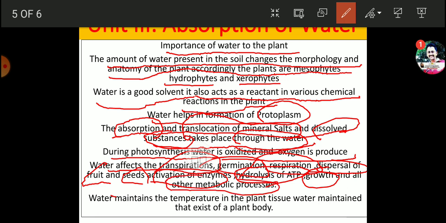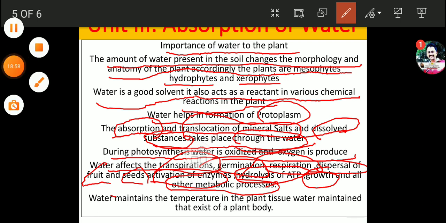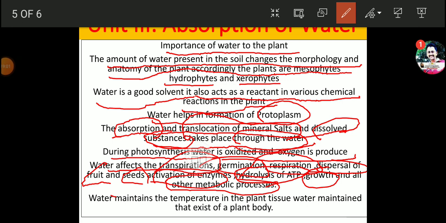Students, you have to keep in mind that many more physiological processes are carried out by plants in their day-to-day life. But each and every process, starting from germination and the growth after germination, requires respiration, isn't it? Transpiration, activation of the enzymes, hydrolysis of ATP, everywhere there is a necessity of water. So there is a lot of importance of water in the life of each and every living organism or plant itself.